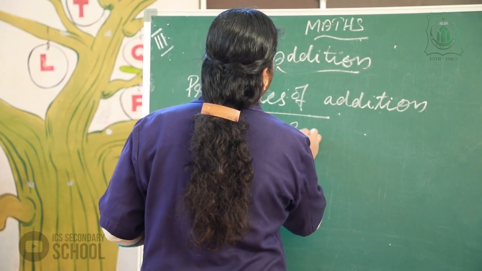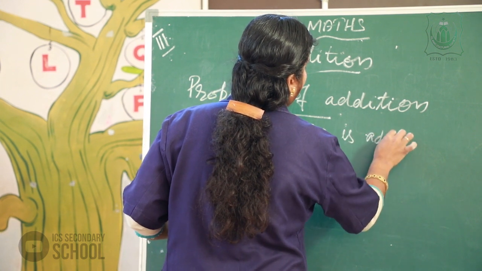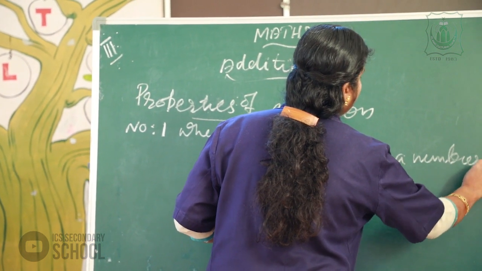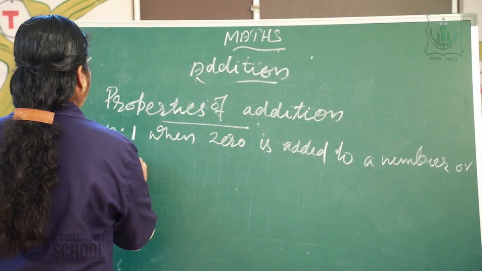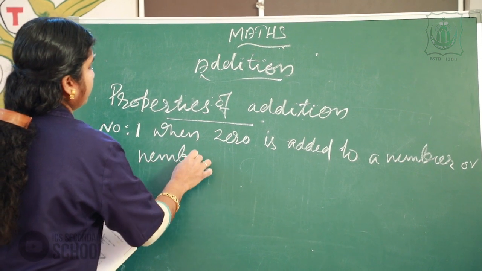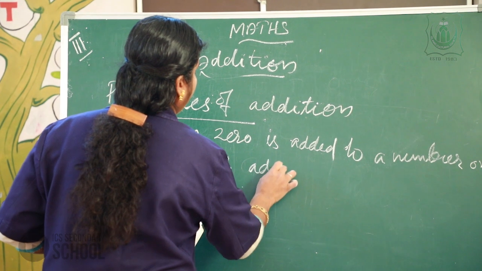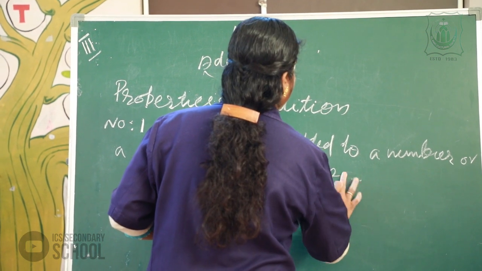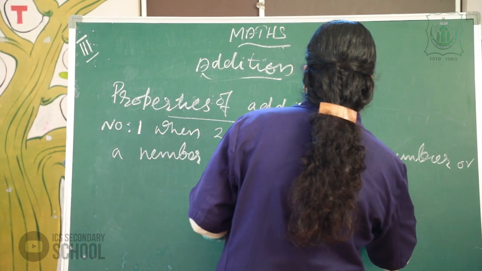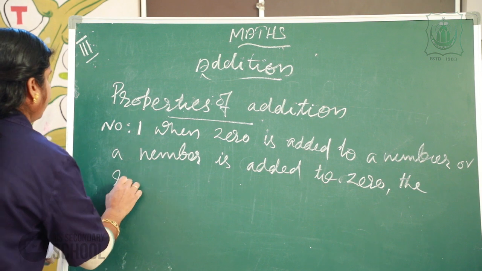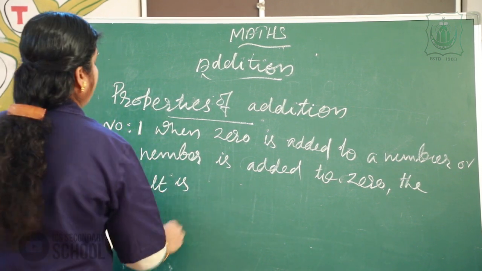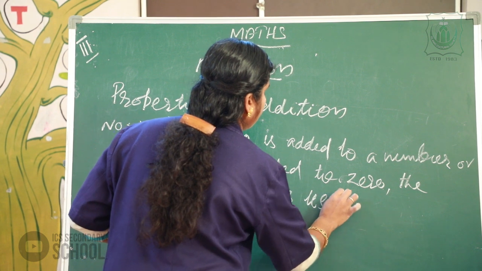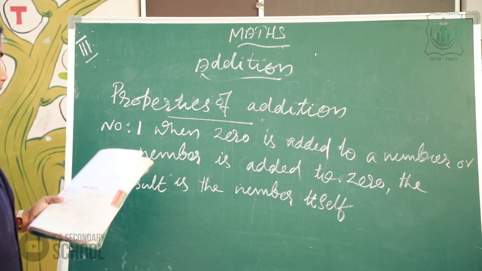When 0 is added to a number, or a number is added to a 0, the result is the number itself. Please listen.